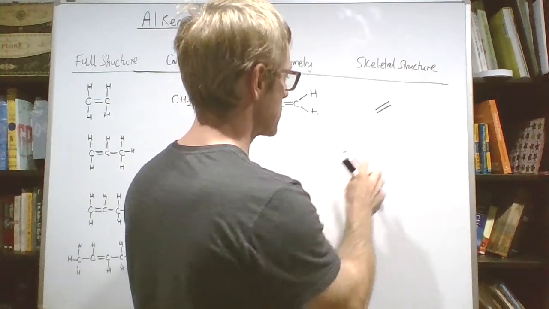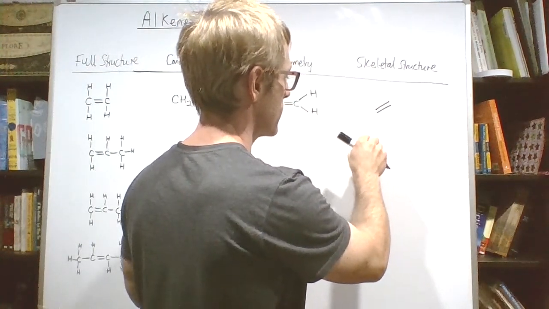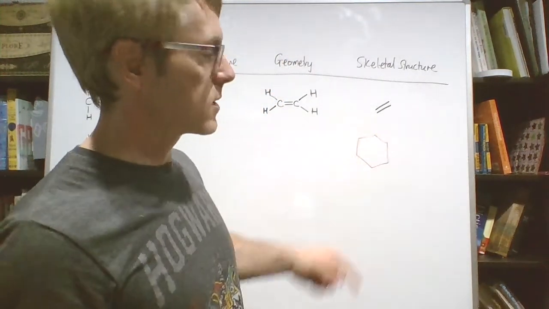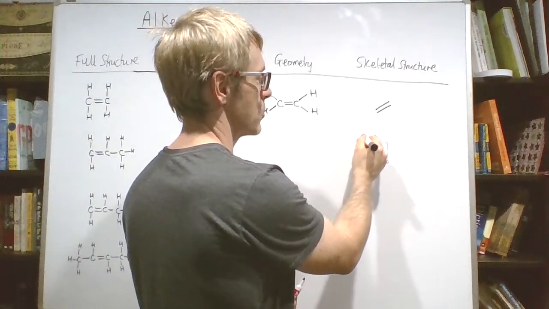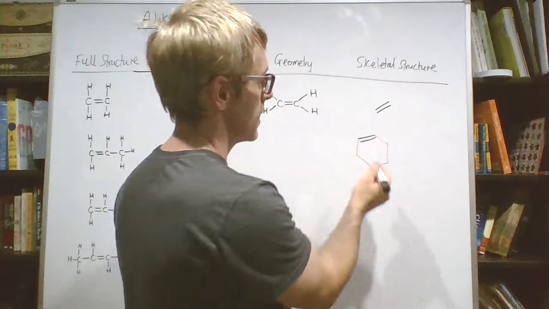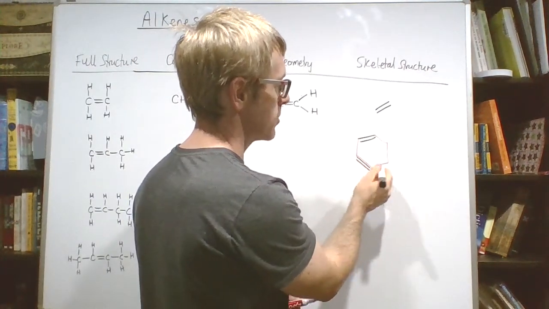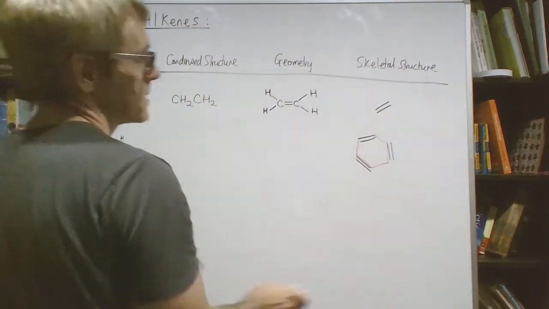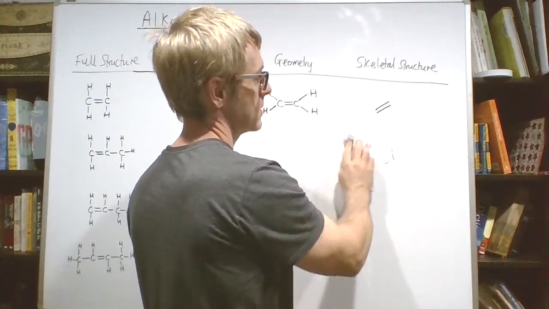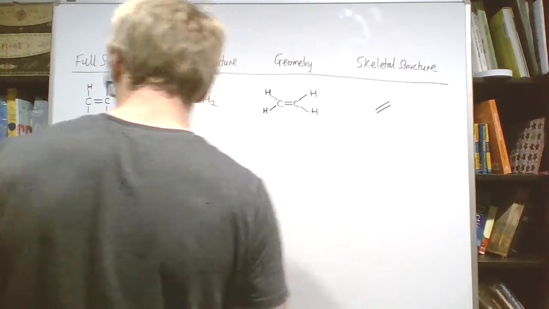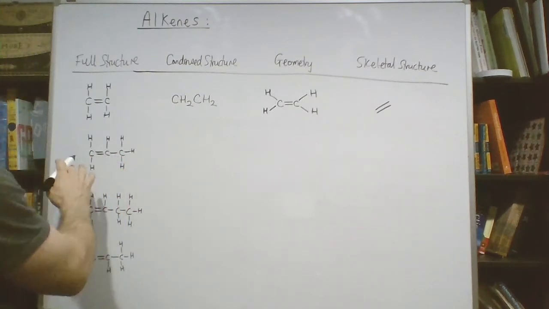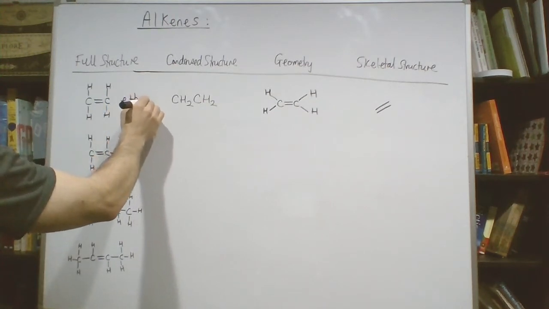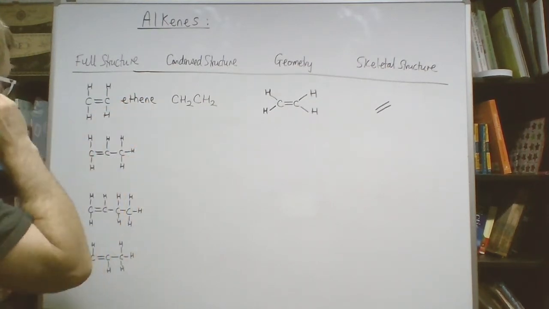So if you imagine a hexagon, really anywhere on this hexagon you could have drawn your double bond. I could have drawn it here, which I did. I could have drawn it here, which I did not, and here, which I did not, etc. But you want to try and be consistent with this hexagonal scaffolding. Okay, so this is ethene. Let's move on to propene.